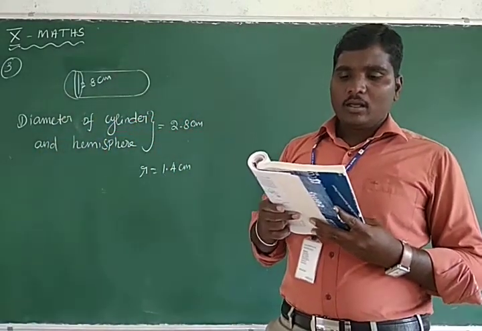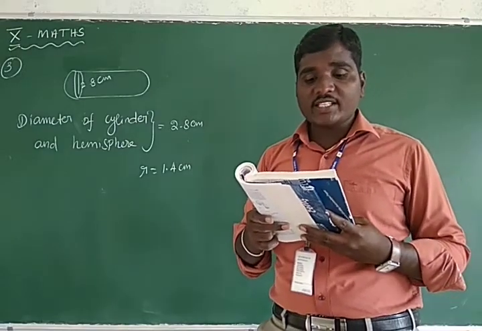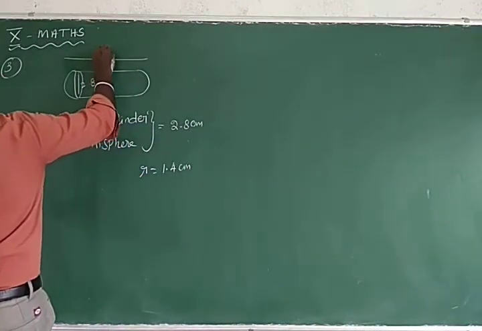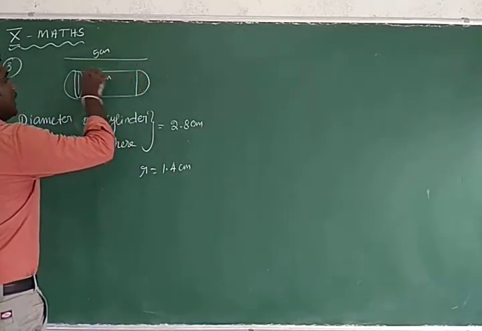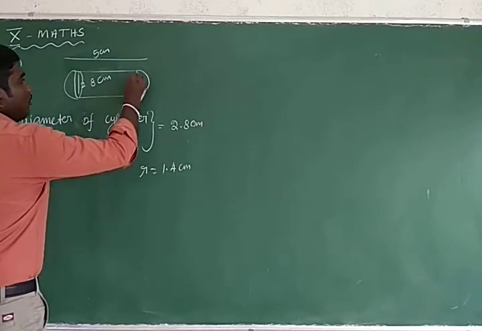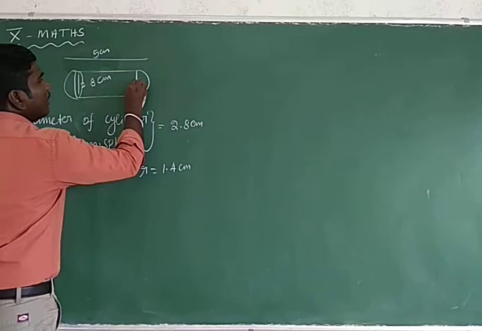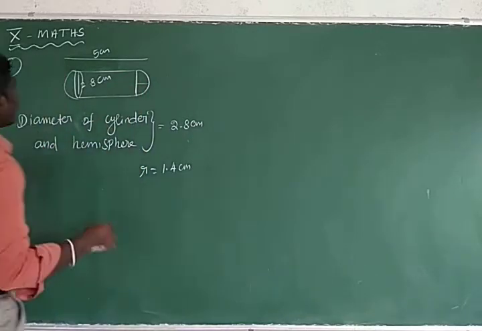Then the length with the hemispherical ends, the total length, is 5 centimeter, including the hemisphere shapes. So find the height of the cylinder. What is this? It is the radius of the hemisphere. What is the radius? 1.4.